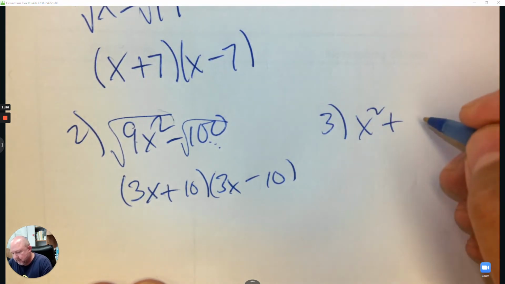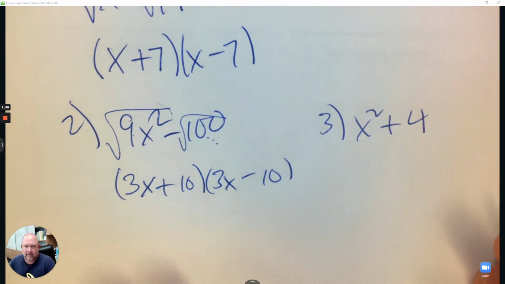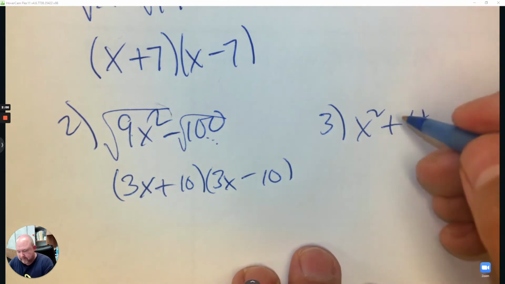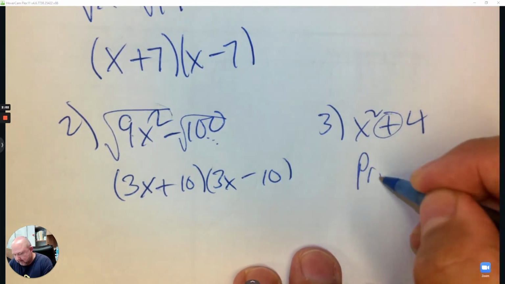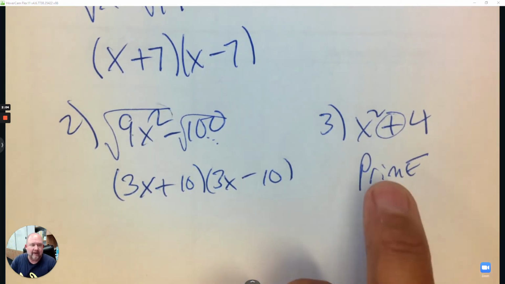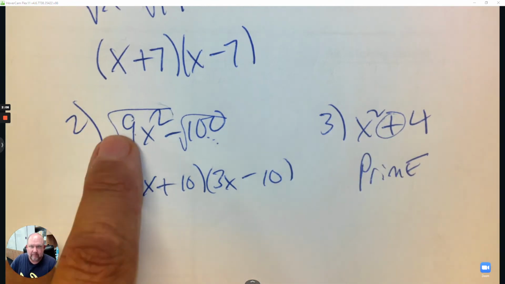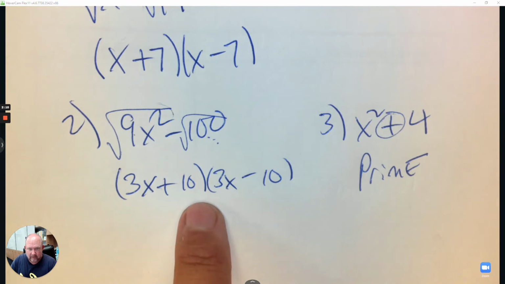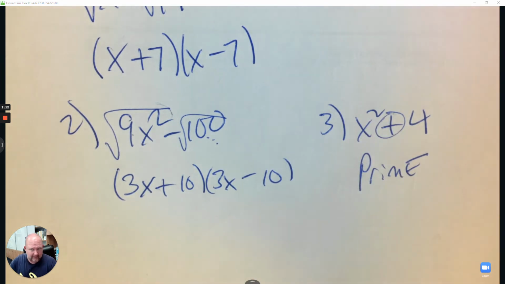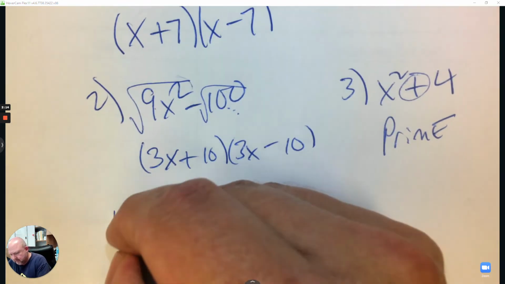Sometimes you get a situation where you have to be careful that if you're asked to factor this, because it's not subtracting, this is a situation we write down the word prime because we can't factor it. So if it's a binomial and subtracting, here we go. If not, it's prime and I can't factor it. All right, here's our last example.